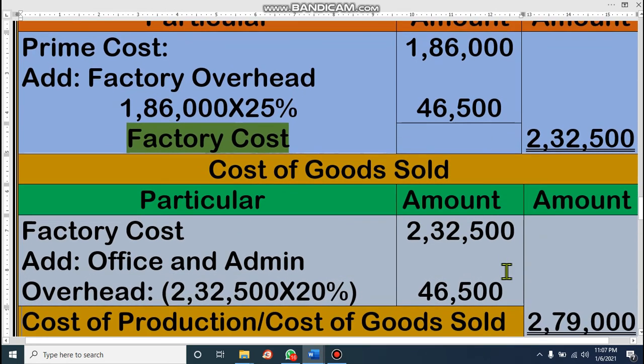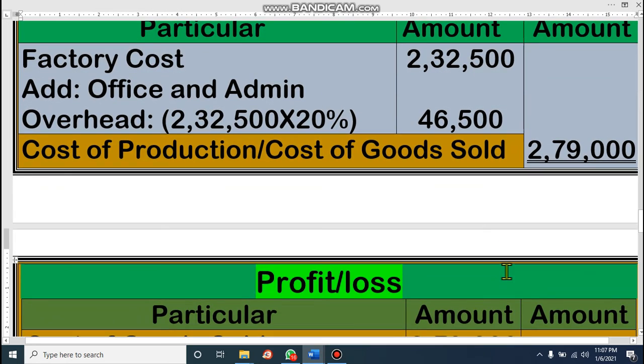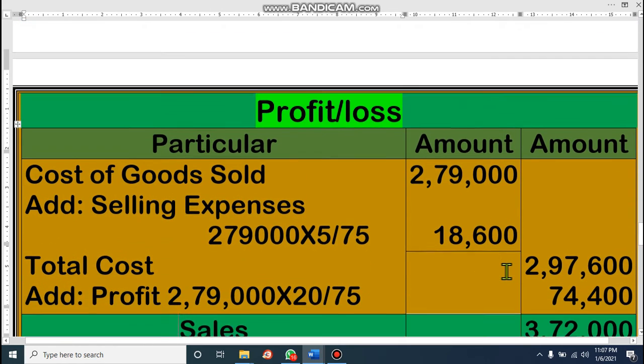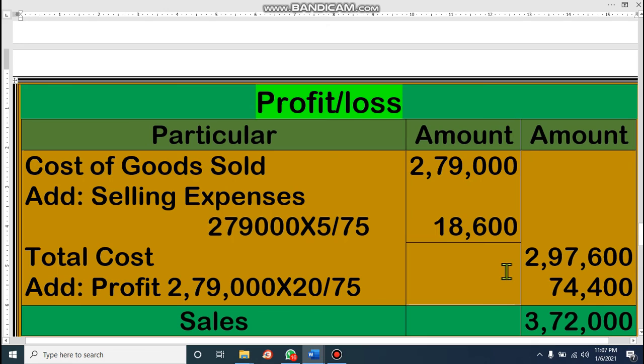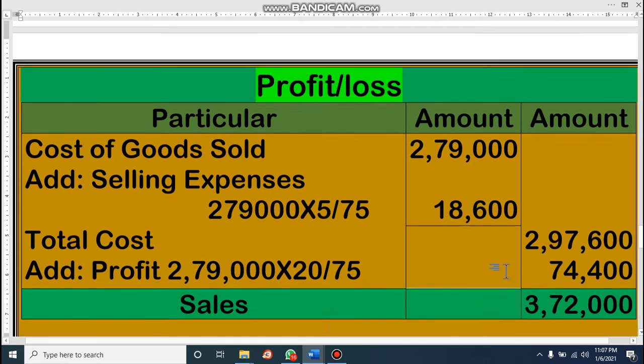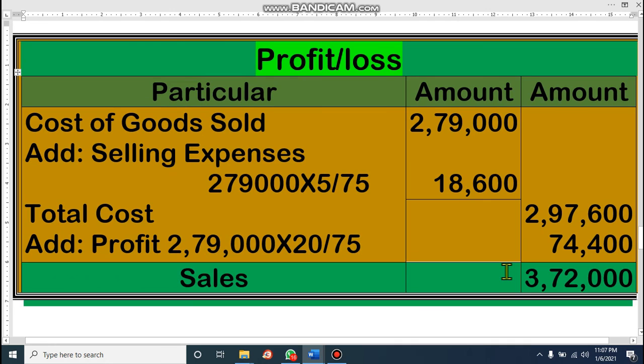And how can you get cost of goods sold? Factory cost plus office overhead and admin overhead, then it will be cost of production or cost of goods sold. Then, dear student, how can we find the profit? We add selling expenses with cost of goods sold, then it will be total cost. If we add desired profit, then it will be sales. If we have sales, and we subtract total cost, then there will be profit. This way you will get the profit or loss. Dear student, full math is completed by this.